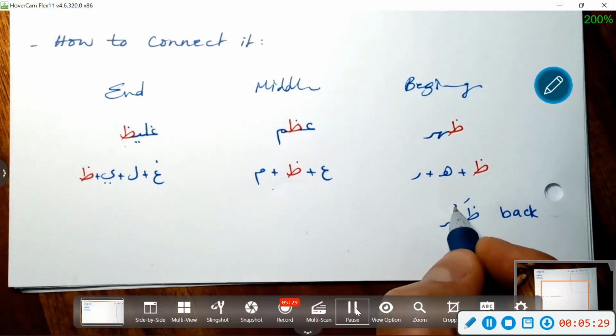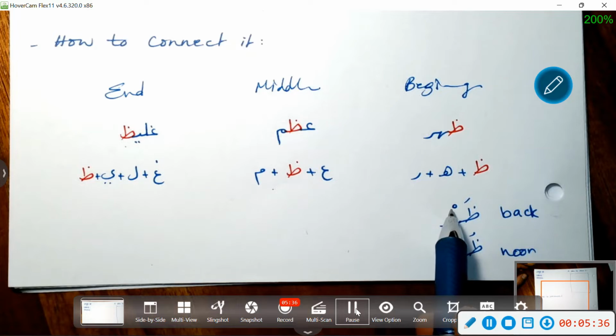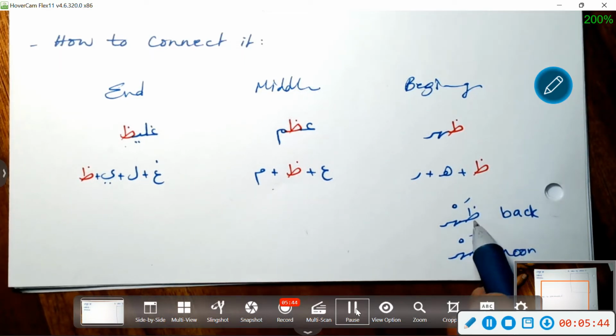Sukoon. We haven't studied the haraka sukoon, but the haraka sukoon means there is no haraka, neither fatha or dhamma or kasra. So we stop at the letter. So dhahr, the ha is kind of not silent, but it's quiet. It's not ha, nor hu, nor he. It's just dhahr, dhuhr.